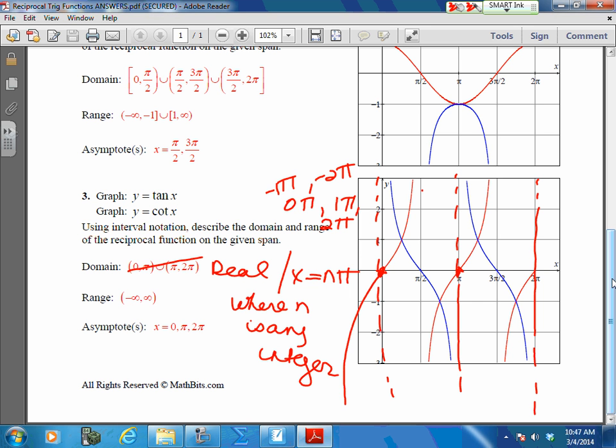Your asymptotes, remember to say x equals. Now, they only went from 0 to 2 pi. So ours is this, where n is any integer. Make sure you say any integer. It can't be any number. And we use n.